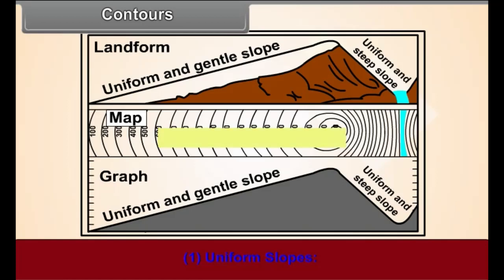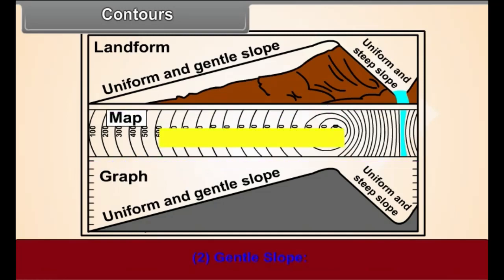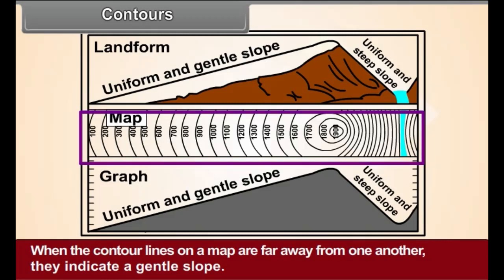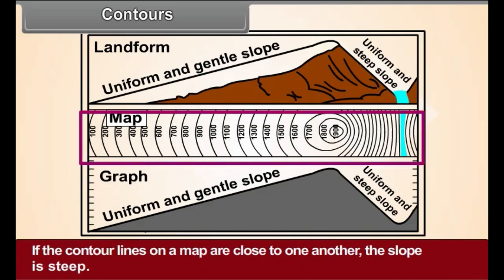Number 1. Uniform slope. Equidistant contour lines on a map indicate a uniform slope. Number 2. Gentle slope. When the contour lines on a map are far away from one another, they indicate a gentle slope. Number 3. Steep slope. If the contour lines on a map are close to one another, the slope is steep.